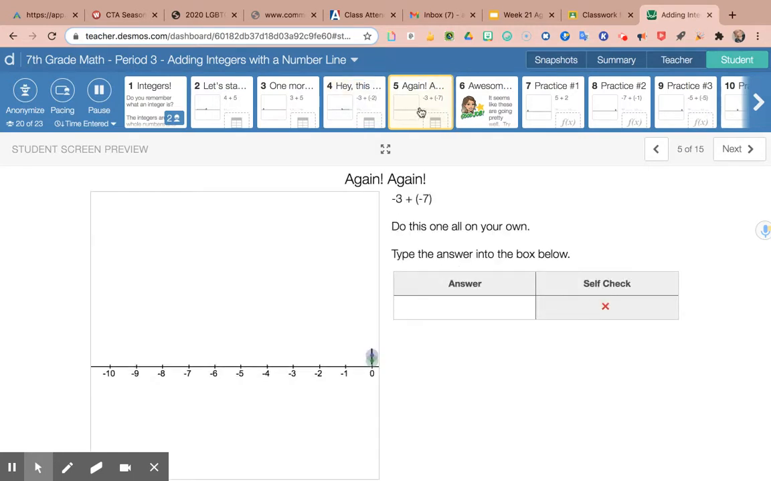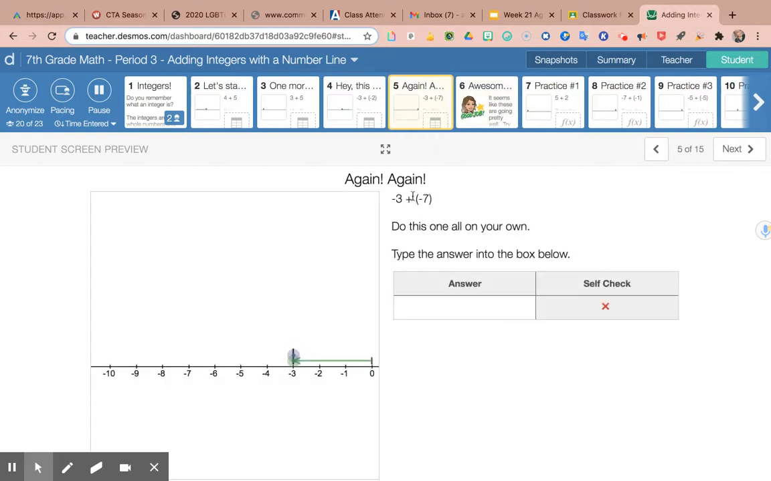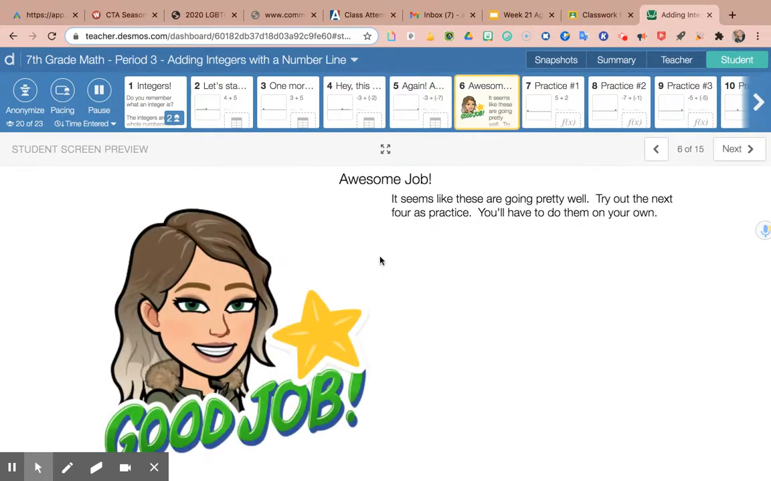And then number 5, you'll do the same thing. Green dot, you'll first go 3 to the left, and then the purple dot will go 7 more to the left. So you'll have to move the purple dot, and then you'll go 7 more. And wherever it stops is your answer. So practice using the number lines. I know some of these you can do in your head, but practice using the number line.